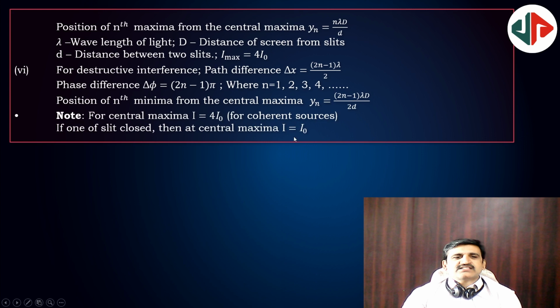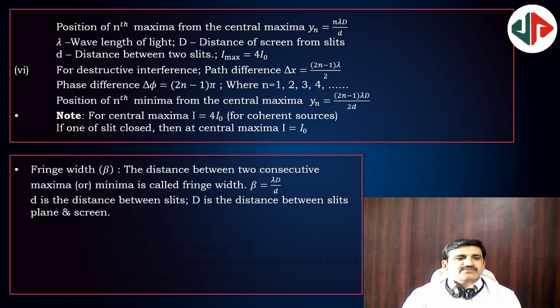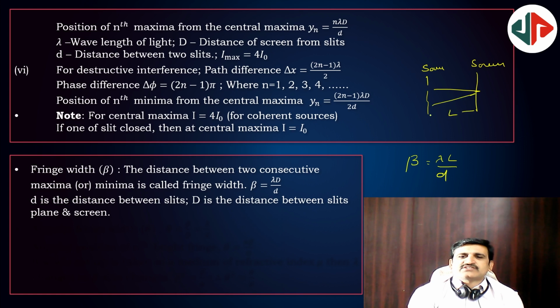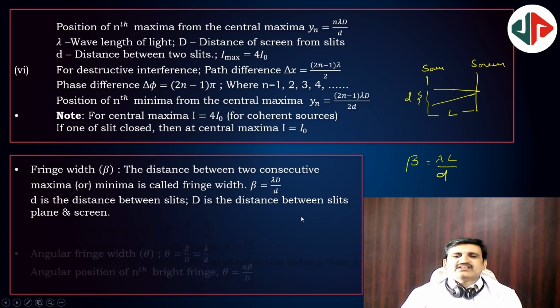And for the central maxima, I is equal to 4 I naught, which is the maximum intensity, and I naught is the individual source's intensity. Fringe width beta is equal to lambda D by d, or people can memorize it easily as beta equal to lambda L by d. So two different symbols will help you. L is the source and screen distance, and small d is the slit distance. It is better that way instead of D and d.